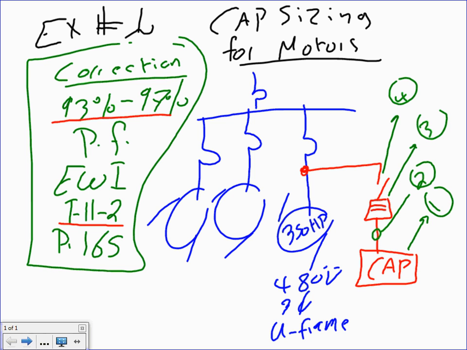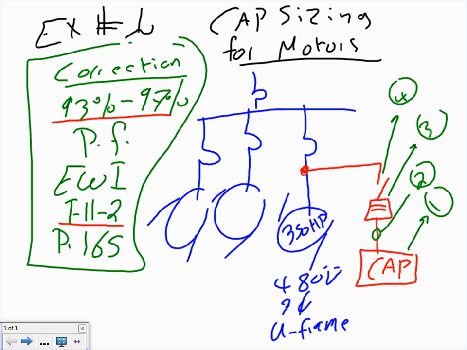Anything in the 90s is great. Close to 100 is not good, again, because it could move you to the leading power factor and high voltage, which burns your equipment. Okay, so these tables that you guys are looking at are based on correction between 93 to 97, depending on the equipment, but that's good. It's in the 90s, and based on the frame and the speed.